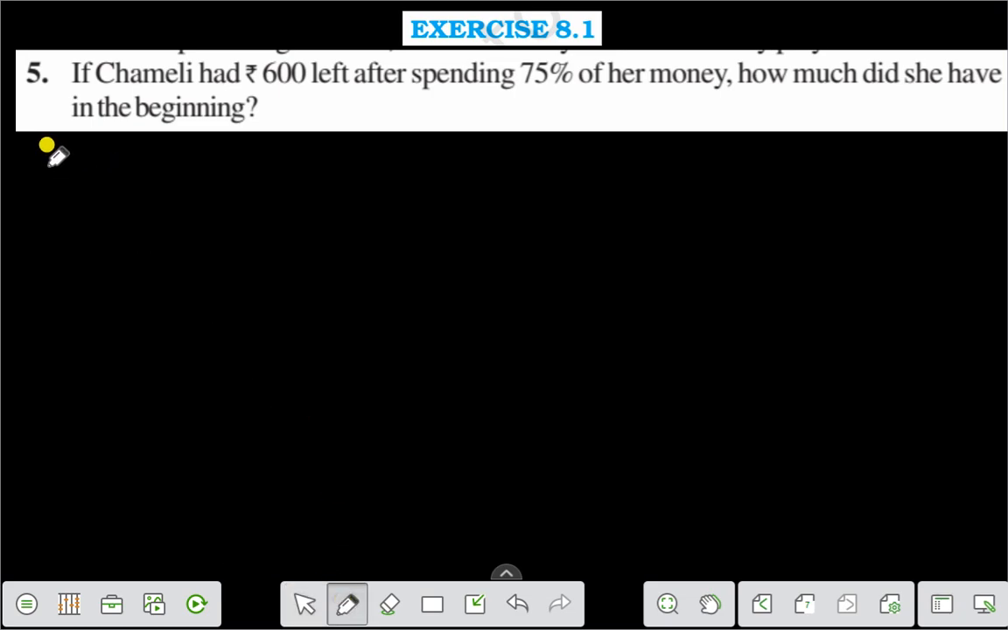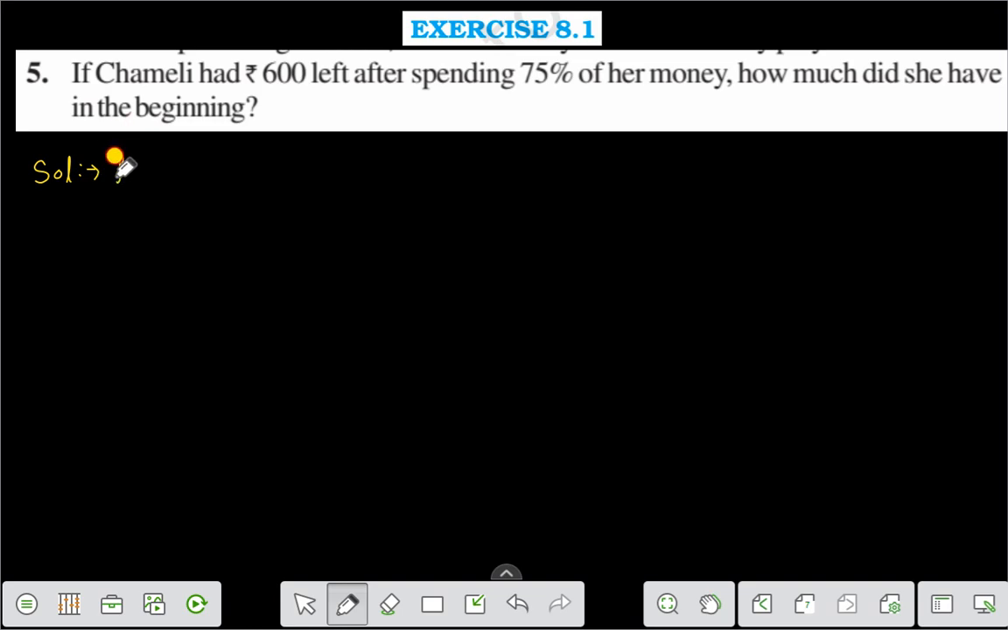Hello everyone. Today I'll discuss exercise 8.1 question number 5. Question number 5 here you see is: if Chameli had rupees 600 left after spending 75% of her money, how much did she have in the beginning?